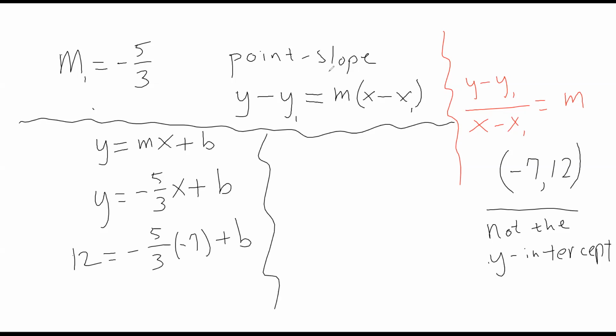Well, let me see if I got all this right here. So negative 7, 12, x, y. Okay, yeah, looks good, I think. So negative times negative is positive. So we're going to be looking at a positive number there.